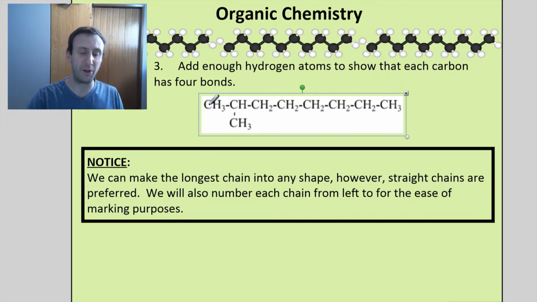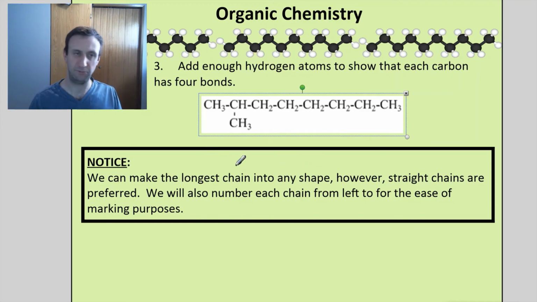So for example, on this end carbon, I have 1 line, so I need 3 hydrogens, because 3 plus the 1 line gives me 4 covalent bonds on that carbon. For this carbon, I have 1, 2, 3 lines, so I need only 1 hydrogen to get to 4. 2 lines here, so I need 2 hydrogens to get to 4, etc. So I just fill out the carbons to get to 4 bonds for all of these.